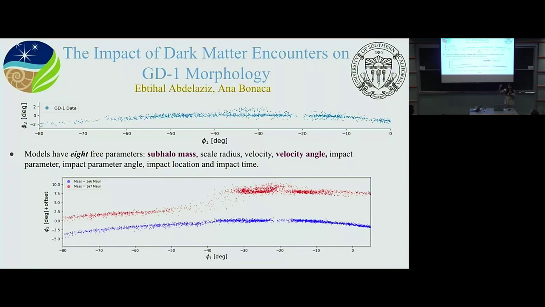So I'm trying to understand how changing those parameters leads to different stream structure, and the ultimate goal is we are getting new data from HST proper motion of GD1, and we are trying to use that to find the orbit of the massive perturber and go find it.